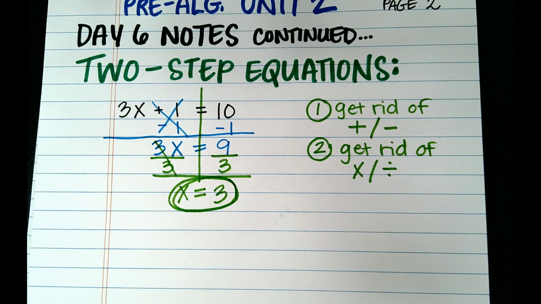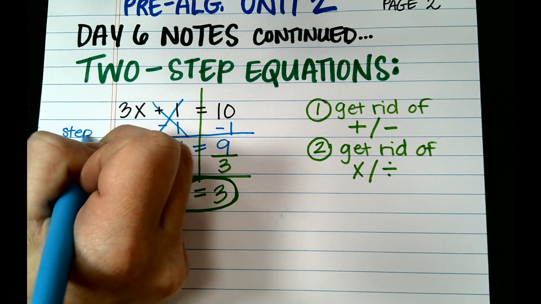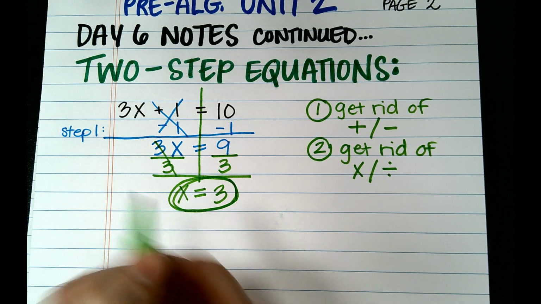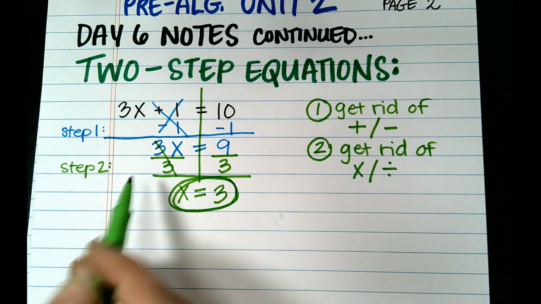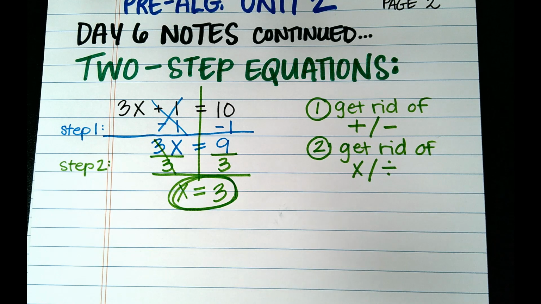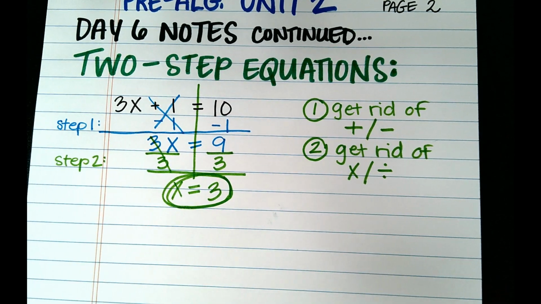So this is a 2-step equation because now there's 2 steps. Step 1 was subtracting 1. Step 2 was dividing by 3. And then we got our answer. So that's our first example. Let's look at that other one that I put on this do now.